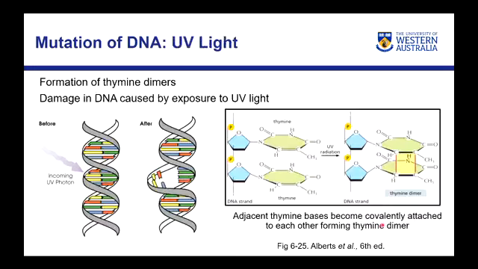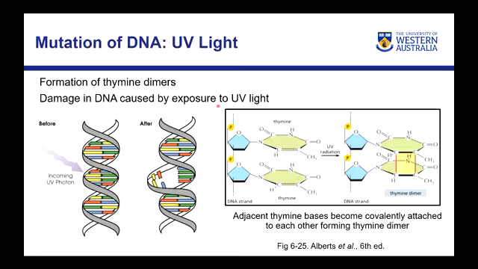And then UV light. So this is the picture that I've got at the front of my lecture today. And UV light can cause the formation of thymine dimers. So here is the DNA. You can see there are two T's next to each other, thymine here, and UV radiation causes dimerization of these thymines. So the thymine bases become covalently attached to each other, forming thymine dimers. Now you can imagine in a long stretch of DNA code, there's going to be plenty of T's that are next to each other. So this can cause a lot of problems.